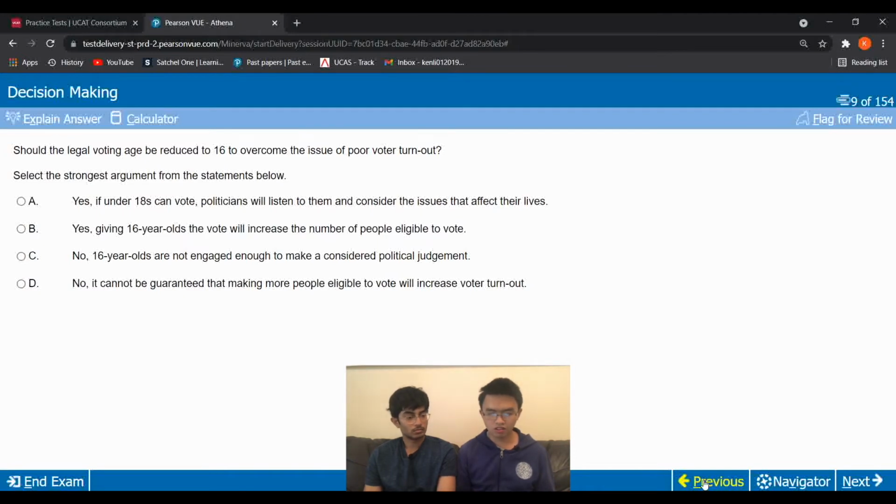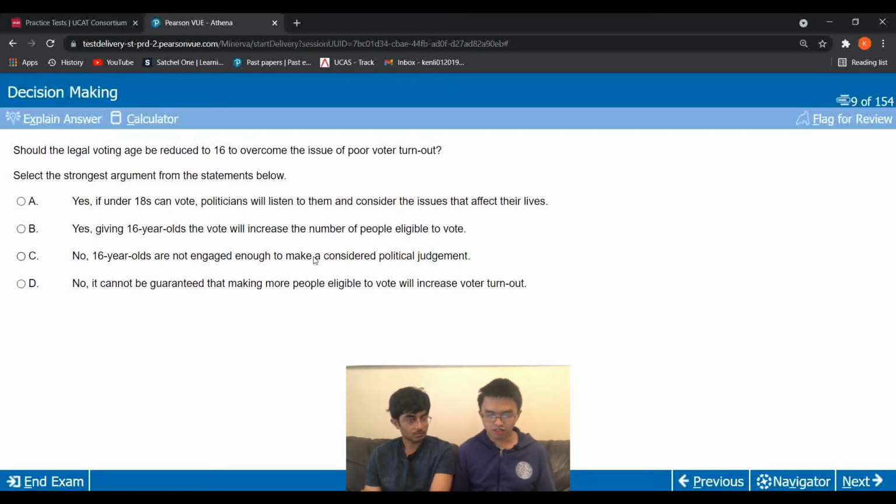So in this situation, we want to see something that addresses the issue of poor voter turnout. Let's first eliminate the ones that are wrong. C is definitely wrong because that's an opinion. They are not engaged enough. Well, we don't have any evidence to back that up.